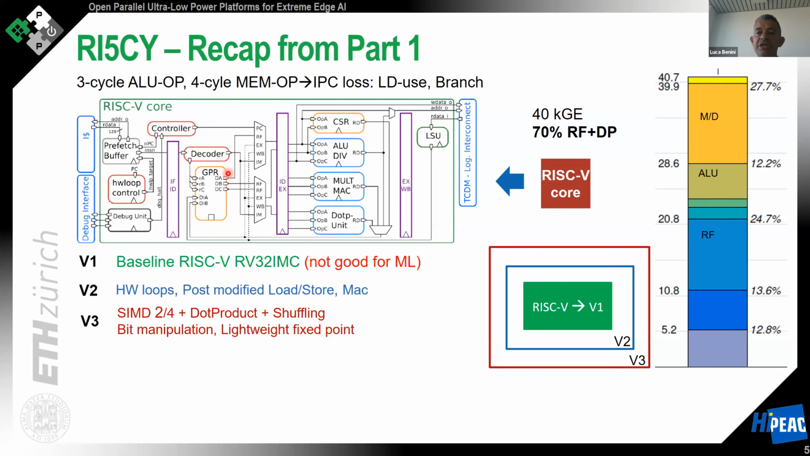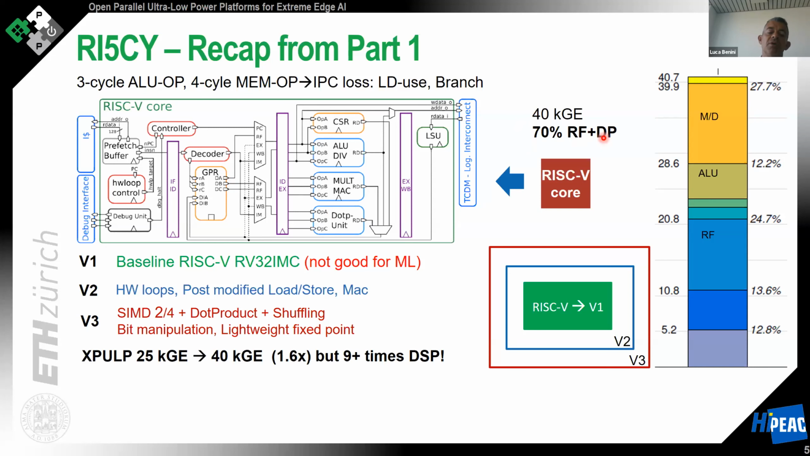So at the end, we get a core that is around 40,000 gates, 40 kilo gates, and most importantly, almost 70% of the core is in the register file and data path. So it means that the overhead for instruction fetch, control, and all the stuff that is not register file and data path is only 30%. So it's a very efficient core.